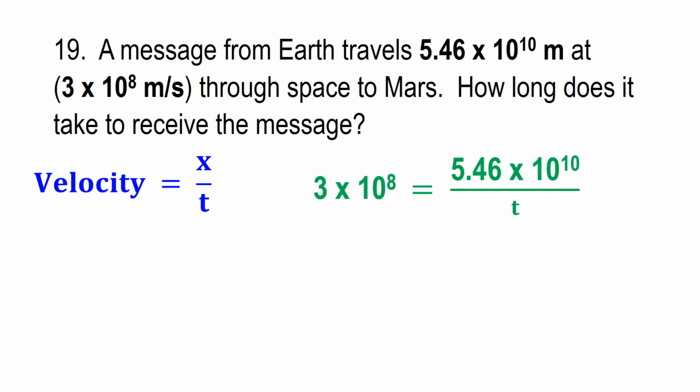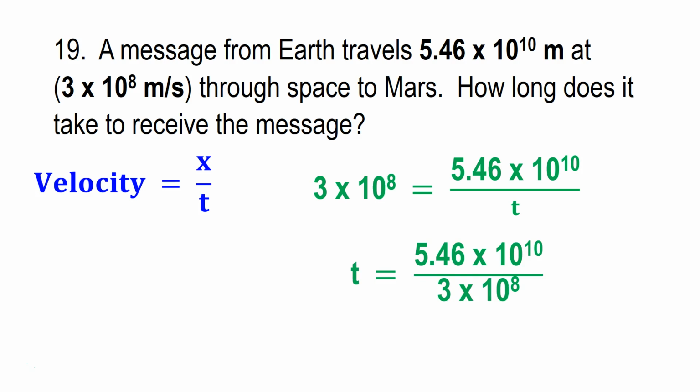One of the first formulas we learned all year long. We plug in our velocity of 3 times 10 to the 8th. We put in our distance of 5.46 times 10 to the 10th. To solve, we switch out the t and our velocity. If our variable's down below, we can switch it out for the variable or value that's out by itself, and then we just divide. To plug this into your calculator, it would be 5.46 E10 divided by 3 E8. The E represents times 10 to the power of.